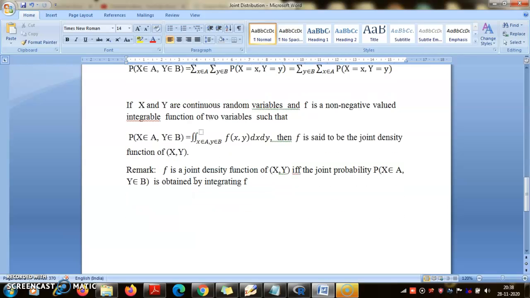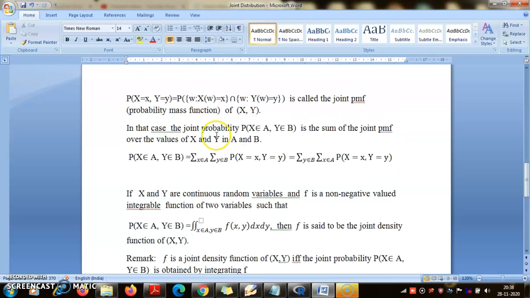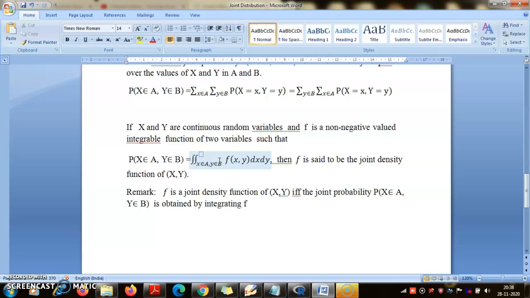And in this case, if you integrate the joint density function over all the values of x and y, then you will get 1. And in the previous case, if you add the probability mass function over all the values of x and y, then also you will get 1.